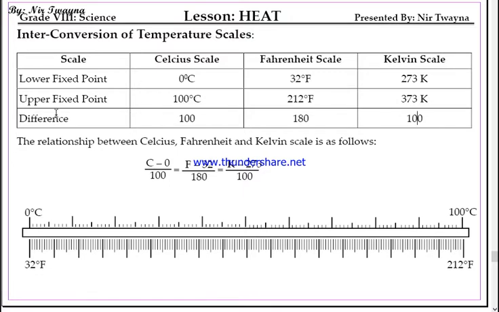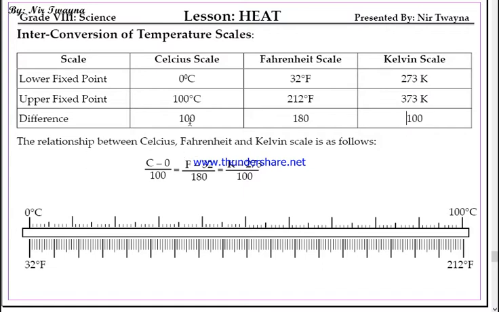Well, now the relationship between Celsius, Fahrenheit and Kelvin would be (C minus 0)/100 equals (F minus 32)/180 equals (K minus 273)/100, right? Here, see the relation, how is it taken? C, the Celsius value minus lower fixed point divided by difference. These two pieces of information are important for making this relation. Fahrenheit value minus LFP by difference. Kelvin degree minus 273 by difference.